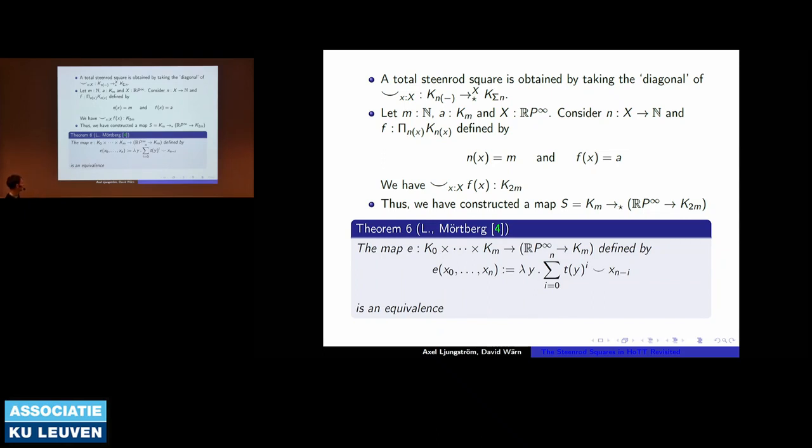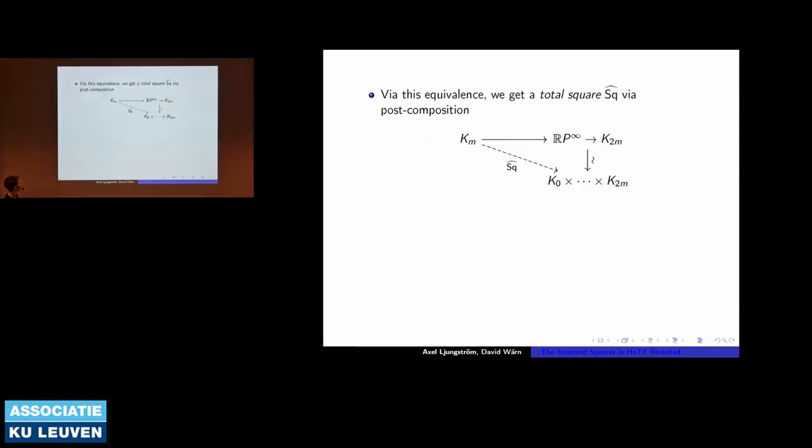So I mean, this is not at all due to us, but we have proved this in HoTT in a previous paper, in a recent paper with Anders, and it's been formalized and all that. So that's a nice result. Okay, so key point being the codomain over there is just a sequence of Eilenberg-MacLane spaces. So actually, well, we define the top map up there, but we can just compose with this equivalence, and we're going to get a map that I'm going to call SQ hat, going from Km into K0 up to K2m.